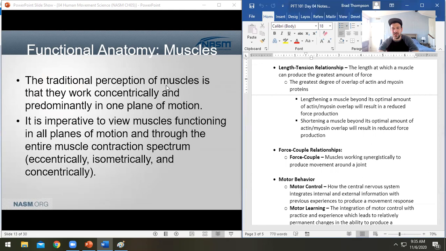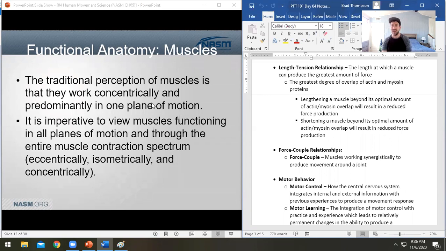So the traditional perception of our muscles is that they only work concentrically, and that they only work in one plane of motion. This is what you usually hear people say in the gym, right? When you look at your basic workout, most exercises are sagittal. A lot of them are walking lunges, body weight squats, leg curls, leg extensions, bicep curls, tricep extensions, chin ups. A lot of movements that we generally pick tend to be very, very sagittal.